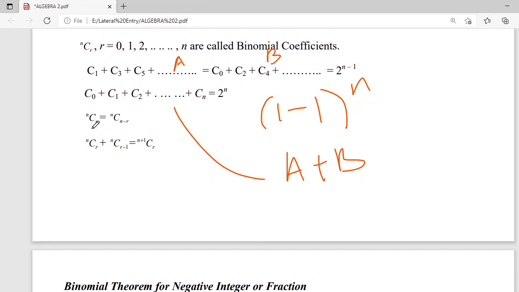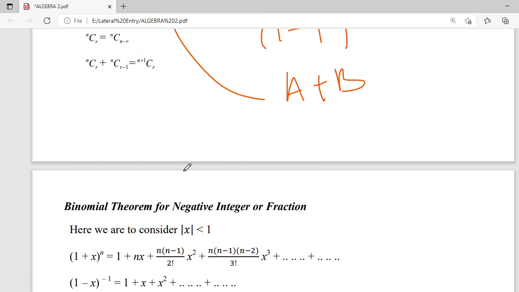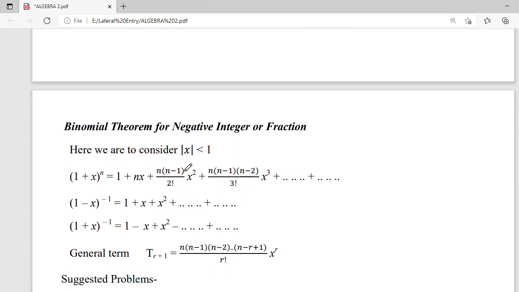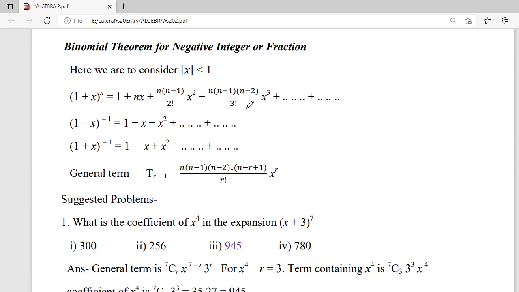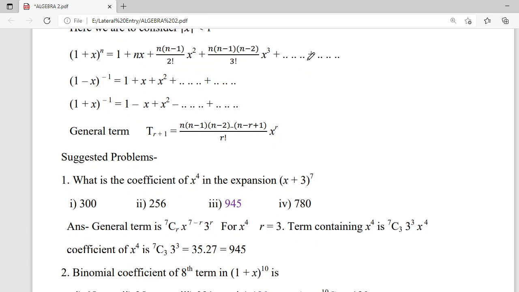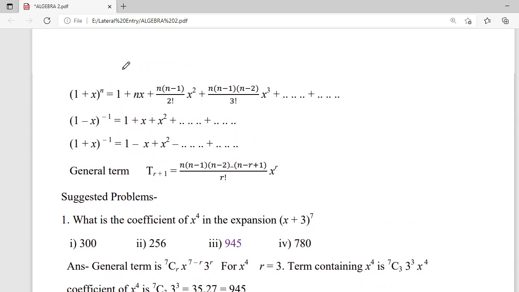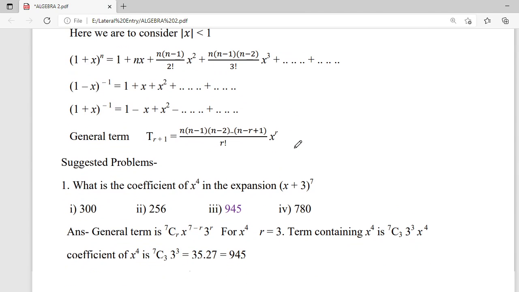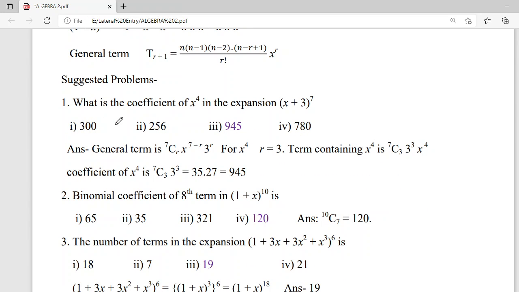This is the complementary combination, supplementary combination. This result also I should know: NCR plus NCR minus 1 is equal to n plus 1 CR. These are the binomial theorem for negative or fractional index. This is an infinite series, and these are the problems you see.